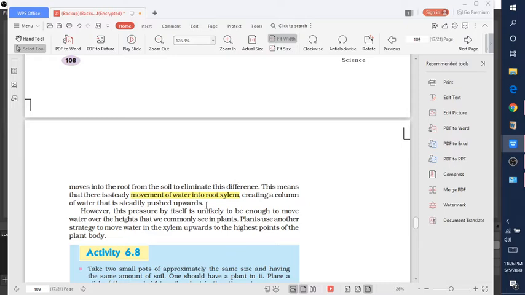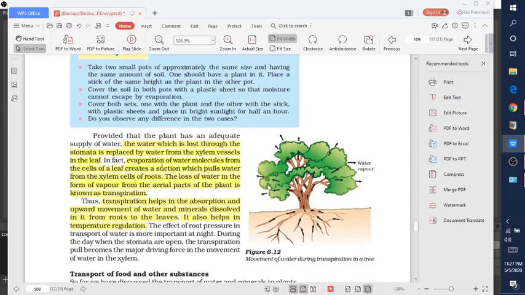Now the second one is upward movement of water and minerals. The movement of water and minerals is due to root pressure, or we can say suction pull. Root pressure means the roots absorb water and exert a pressure which pushes the water in the upward direction. Another one is the transpirational pull. Transpirational pull is generated in the leaves and pulls the water column filled in xylem vessels and tracheids whenever there is a loss of water in the aerial parts of the plant.